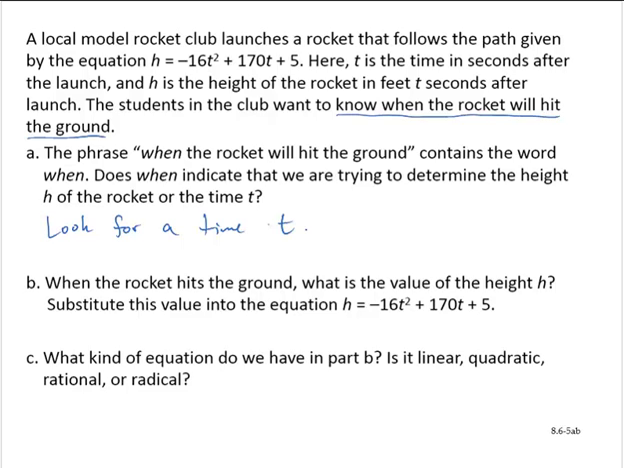When the rocket hits the ground, what is the value of the height h? And then substitute this value into the equation. We usually take the height of the ground to be 0. Alright, so the value of the height is h equals 0. So then that gives us the equation 0 is equal to negative 16t squared plus 170t plus 5.